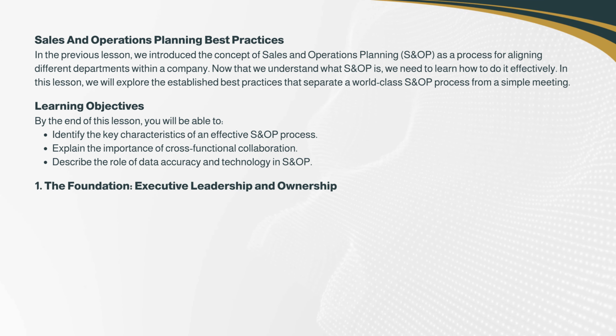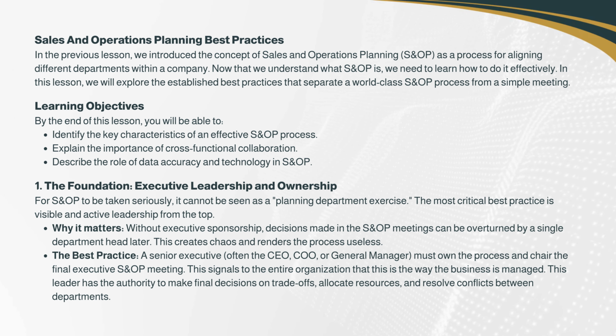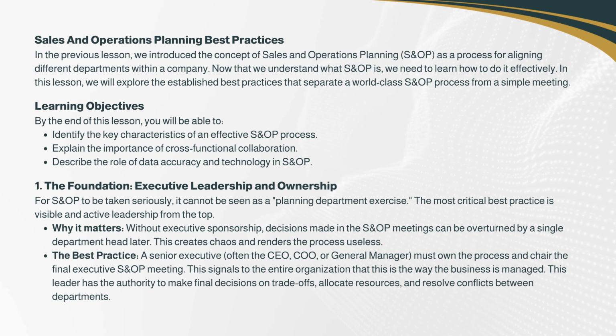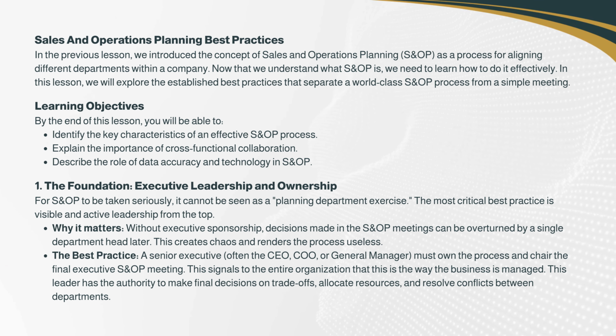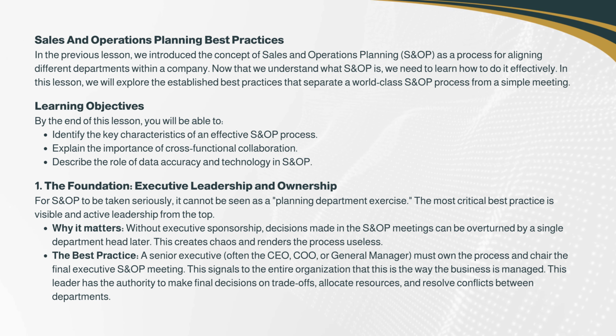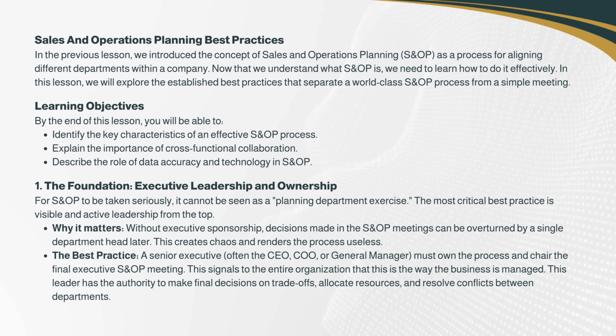1. The foundation, executive leadership and ownership. For S&OP to be taken seriously, it cannot be seen as a planning department exercise. The most critical best practice is visible and active leadership from the top. Why it matters. Without executive sponsorship, decisions made in the S&OP meetings can be overturned by a single department head later. This creates chaos and renders the process useless.